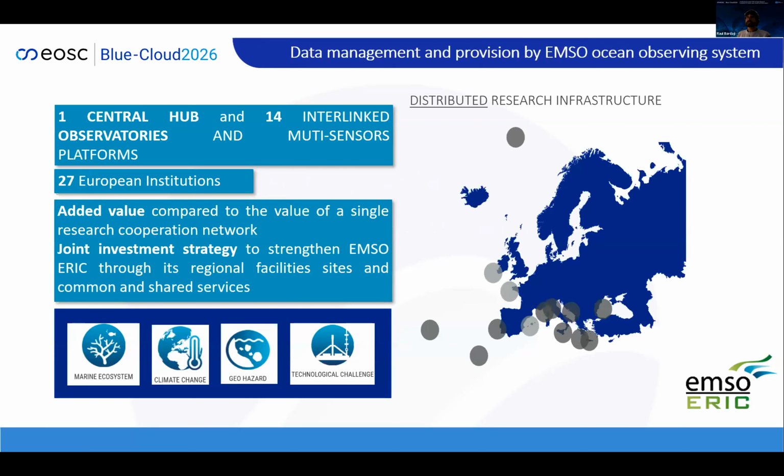So first of all, what is EMSO? EMSO means European Multidisciplinary Seafloor and Water Column Observatory. It's a research infrastructure center that contains 27 European institutions and 14 sites. In the sites we have observatories, and the observatories can be buoys with sensors to measure the water column. Then we have other types of sensors on the seafloor, and in some research infrastructures we also have gliders, AUVs, or drones.